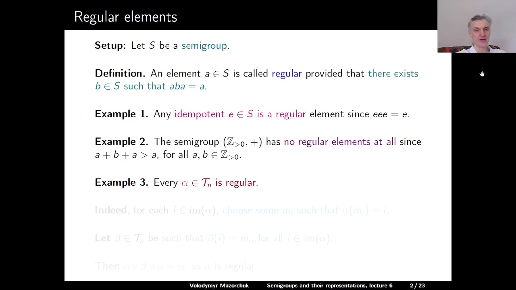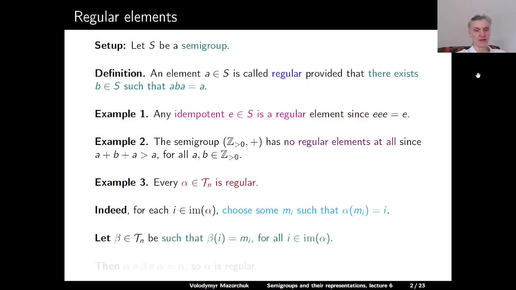Example 3. Every element in the transformation semigroup Tn is regular. Indeed, take some i in the image of an element alpha in Tn. For this i, choose some m_i such that alpha sends m_i to i. And let beta be some element in Tn, not necessarily uniquely defined, such that beta sends i back to m_i for any element i in the image of alpha. It doesn't matter how beta operates on the elements outside the image of alpha. Then, directly from the definitions, we have that alpha after beta after alpha is equal to alpha, and this means that alpha is a regular element.